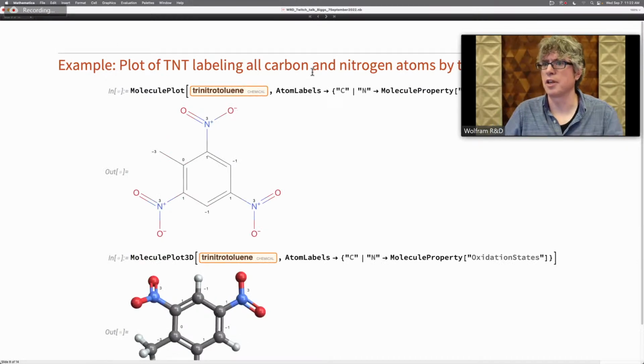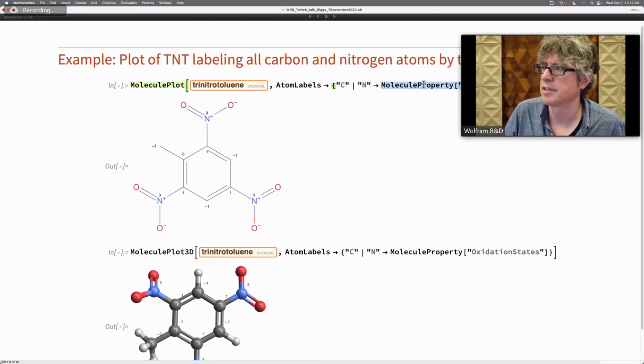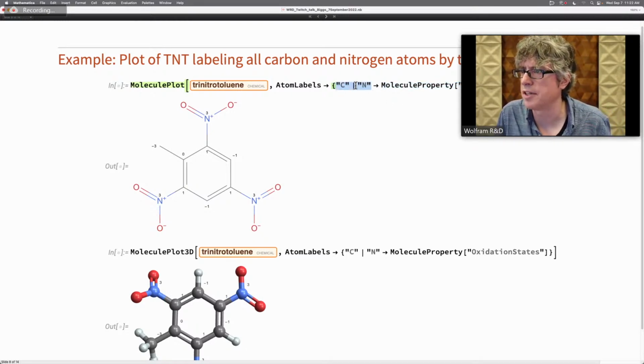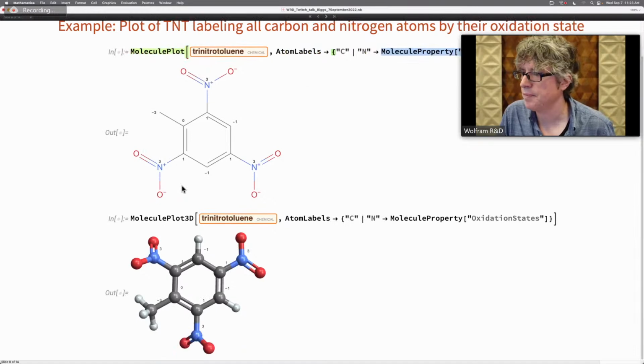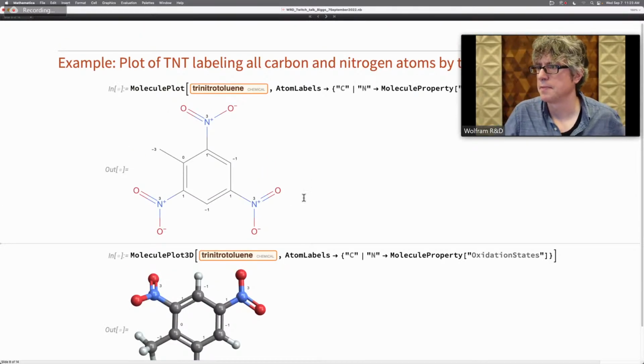So let's see, here's an example, taking TNT and then labeling every carbon or nitrogen atom by its oxidation state. So you can see the syntax here is really nice. You give a pattern on the left-hand side and then a property on the right. And it labels, as you see, the nitrogens are all in the +3 oxidation state, whereas carbons range from -3 up to +1. You can do the same thing in 3D, right?